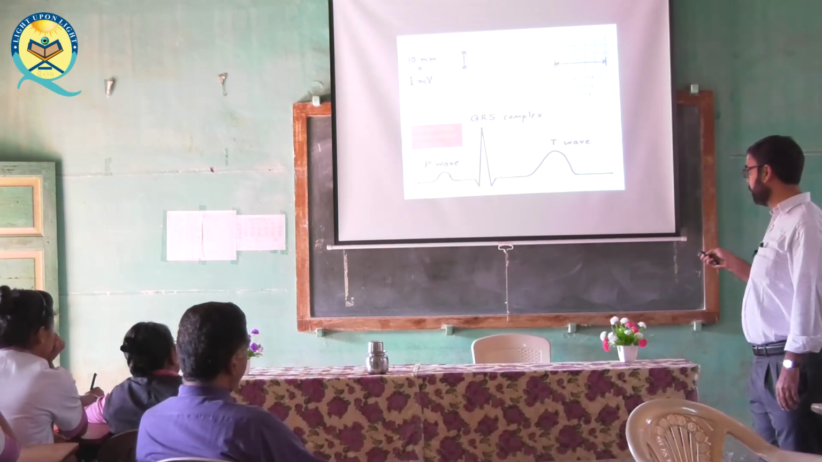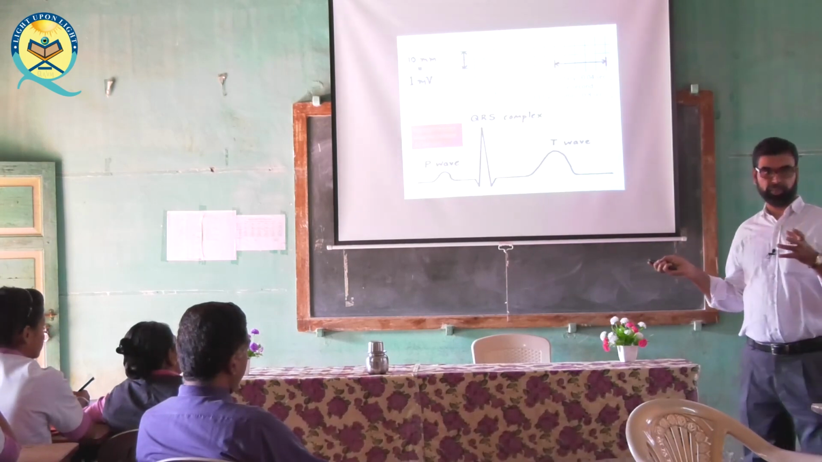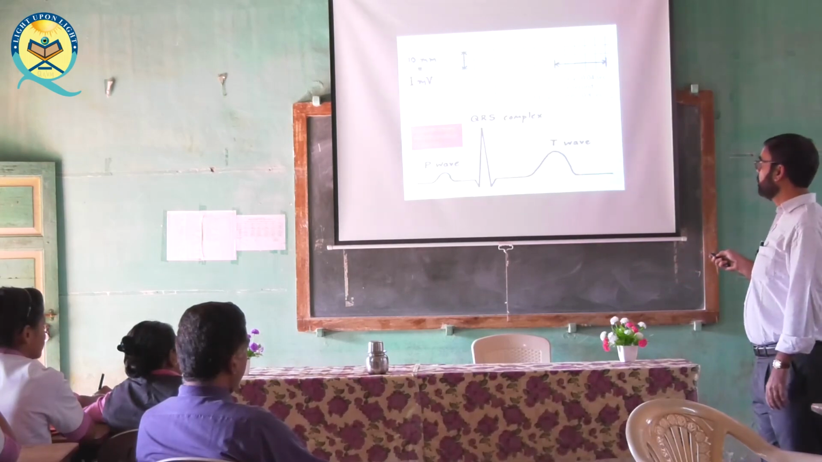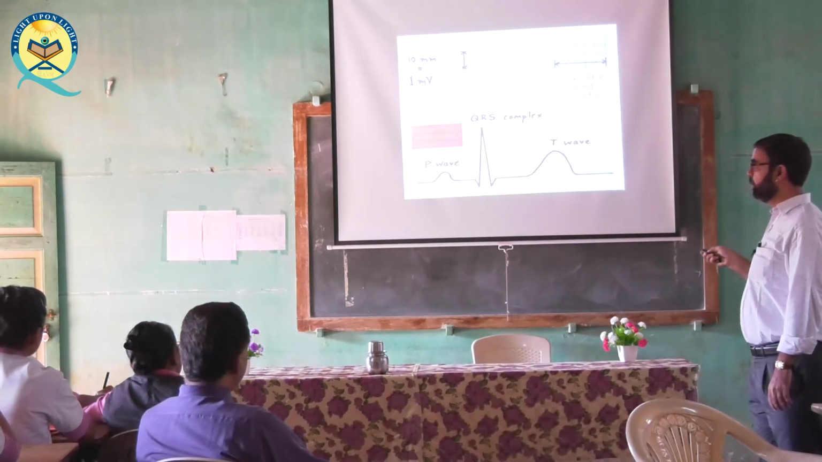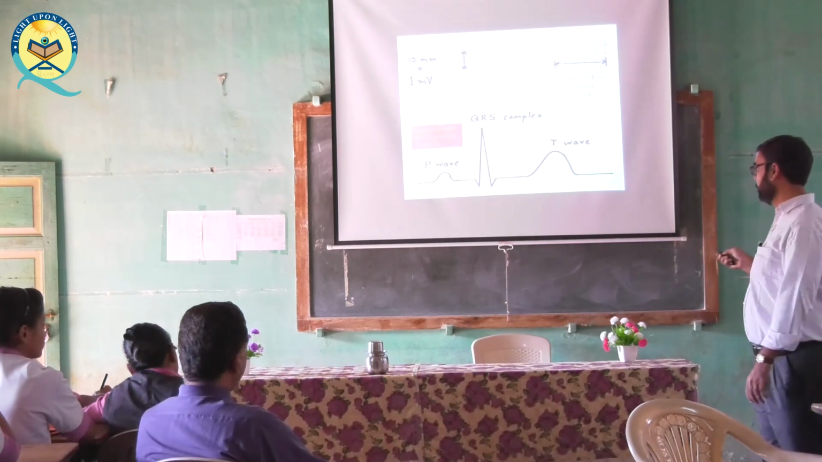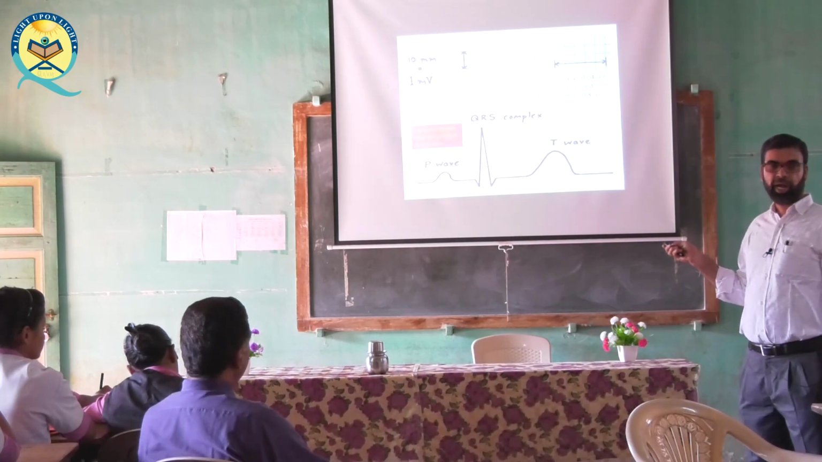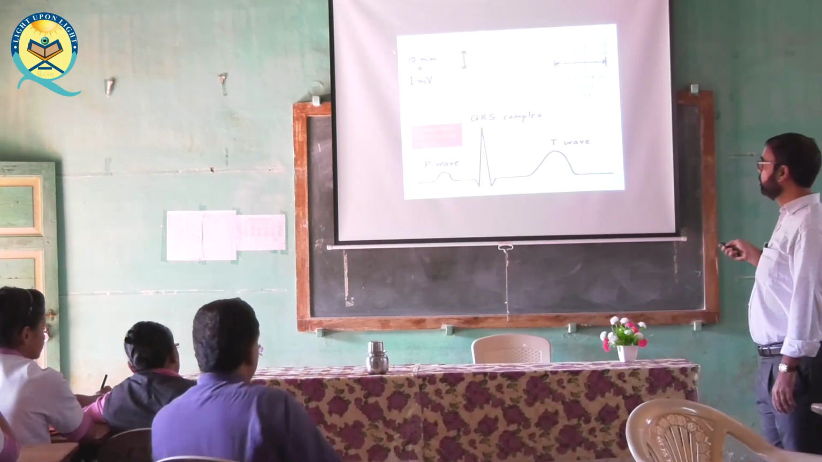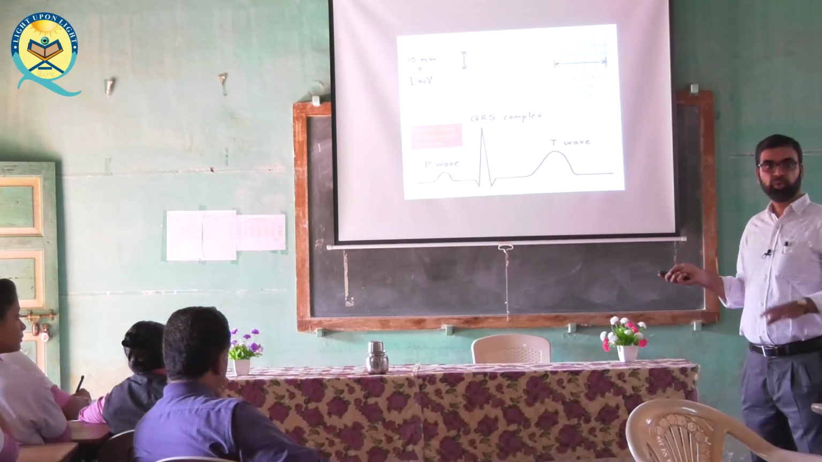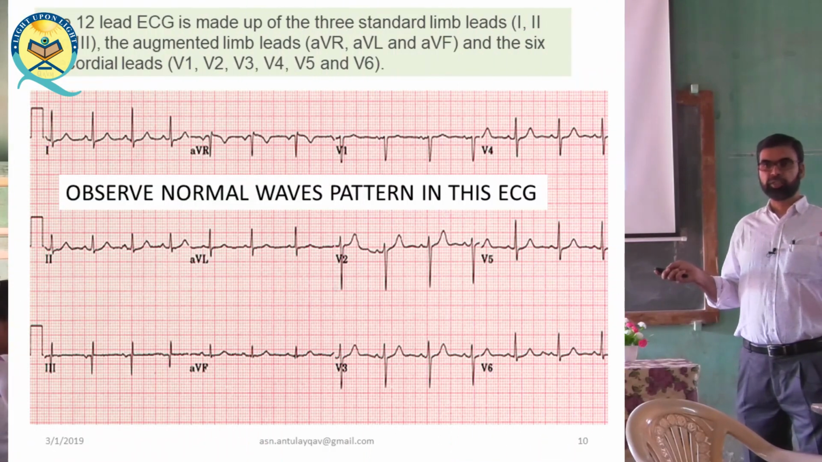Each big square has 25 small squares. So each small square is equal to vertically 0.1 millivolt. Vertically if you go, it is 0.1 millivolt. Means one big square is equal to 0.5 millivolt and two big squares are equal to 1 millivolt. Means 10 millimeter is equal to 1 millivolt. You got it? This is a normal standardization of the ECG.